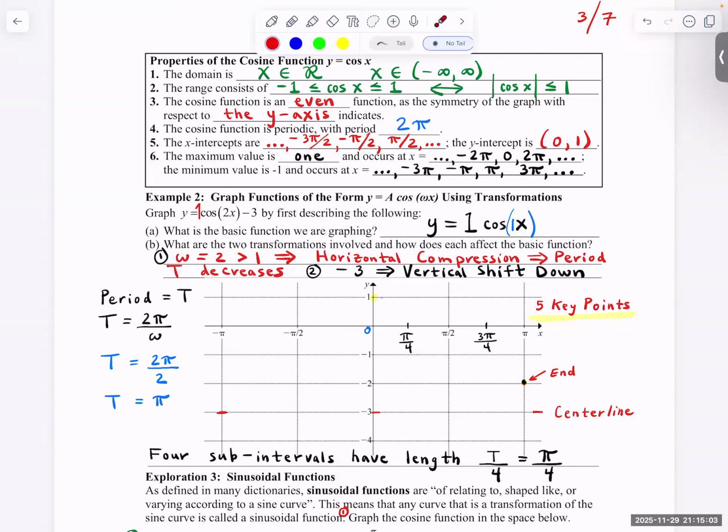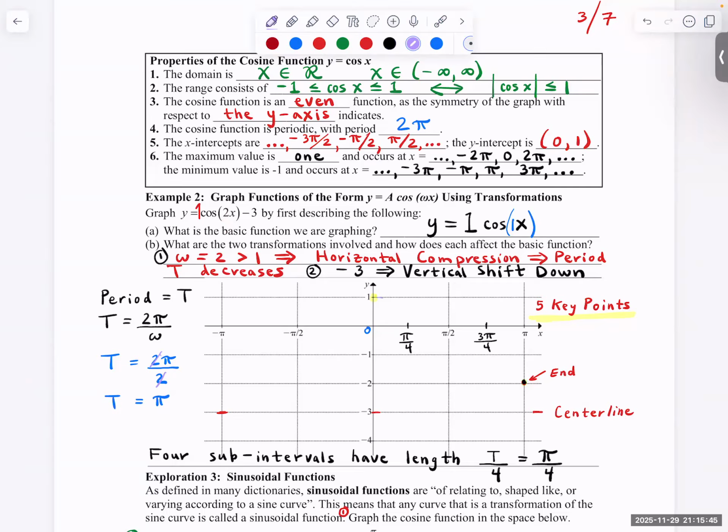In general, the period T equals the fundamental period for cosine, which is 2 pi divided by omega. In this example, the argument has omega of 2, so 2 pi divided by 2. The 2's will divide and cancel, so the period is pi. That means that one cycle will have a length of pi radians, and if we start at 0 radians, it will end at pi radians.